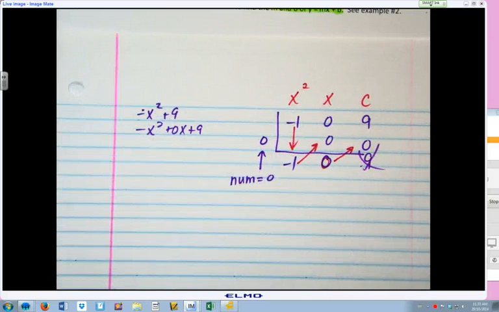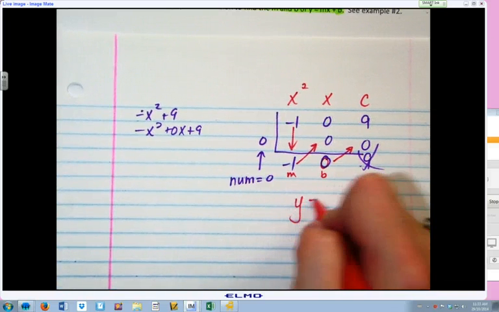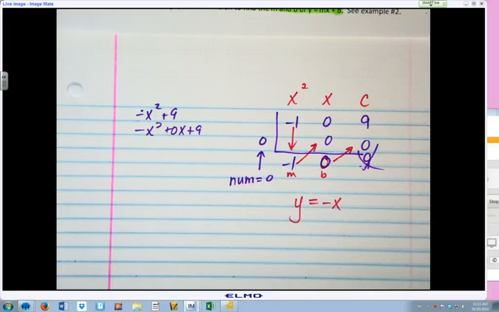I always just cross out the 9 because it's meaningless in this question. Next unit, I'm going to show you what it's actually used for, but in terms of the rational functions, it's meaningless. This is your m, this is your b. So our oblique asymptote is y equal to -x plus 0 if you need to have it there.